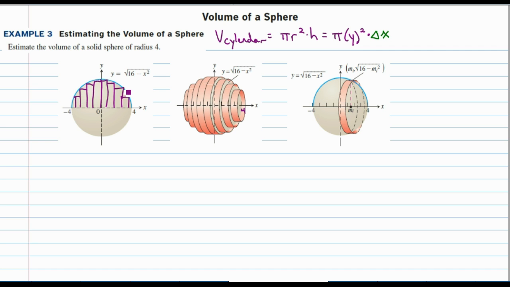So we're going to take each of those rectangles and spin them, or find the volume of each one of those cylinders. So I'm going to look at the volume of a cylinder for each one of these cylinders and estimate the volume of the sphere of radius 4.